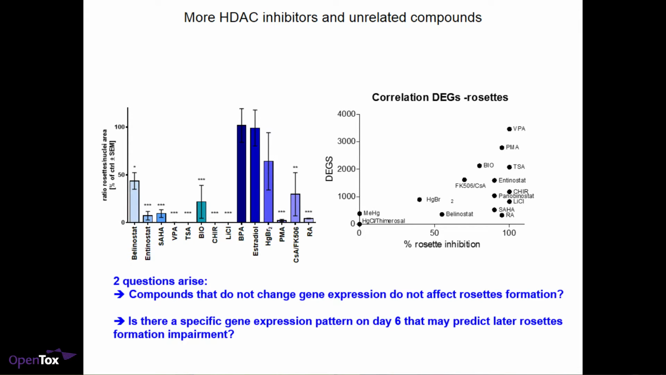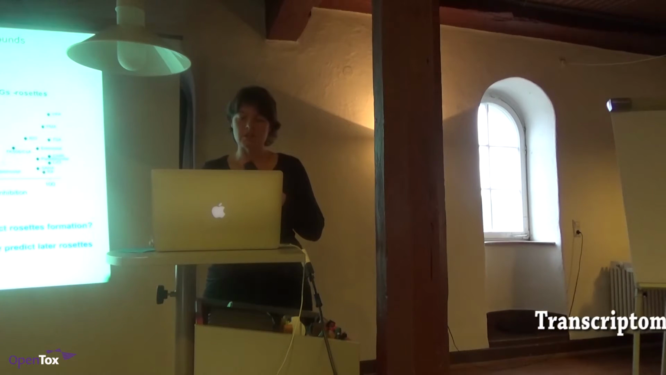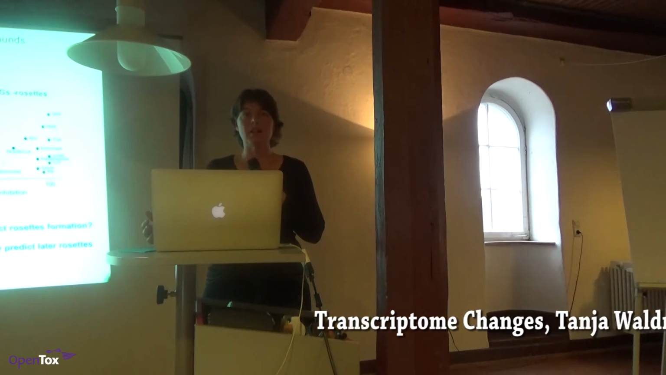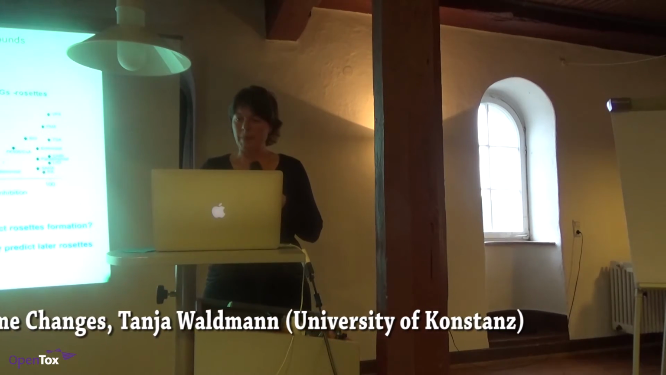So therefore, what we think and what we are currently working on is to ask the question: is there a specific gene expression pattern on day 6 that may predict later rosette formation impairment? And this may also help to further develop the test system and to simplify it. If we end up with a set of genes, let's say 50 or 100 genes, it is much easier to analyze than thousands of genes as on an Affymetrix chip.